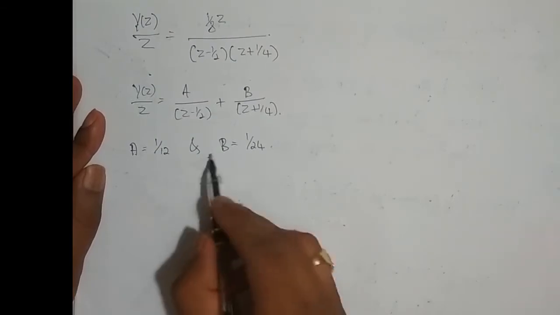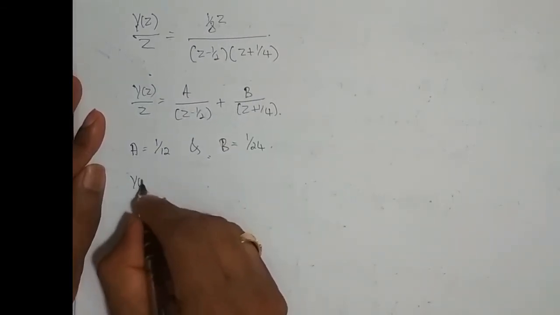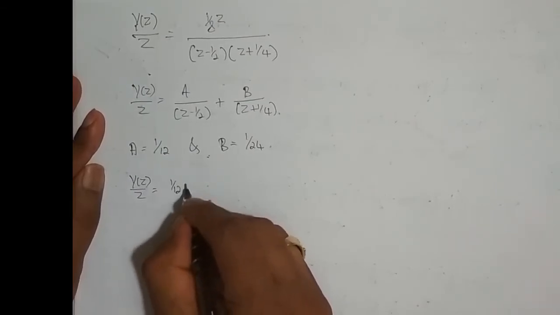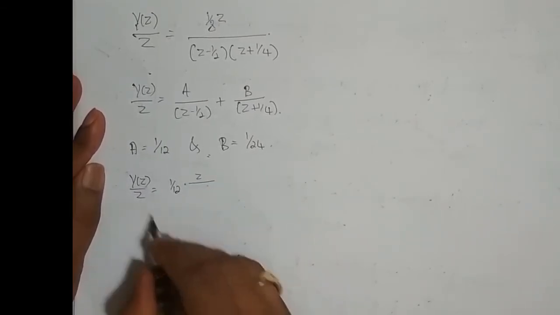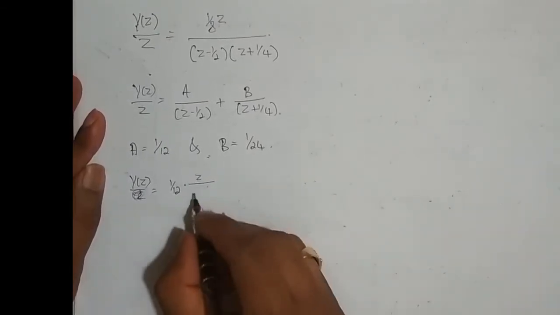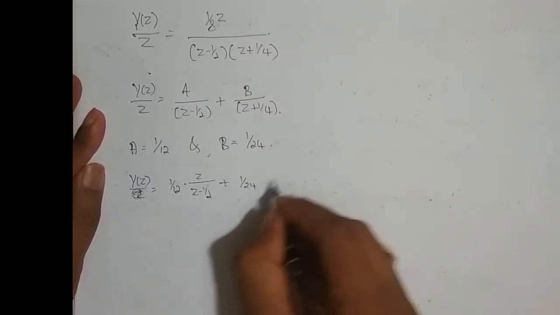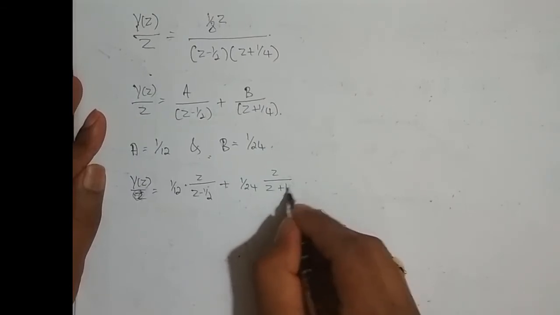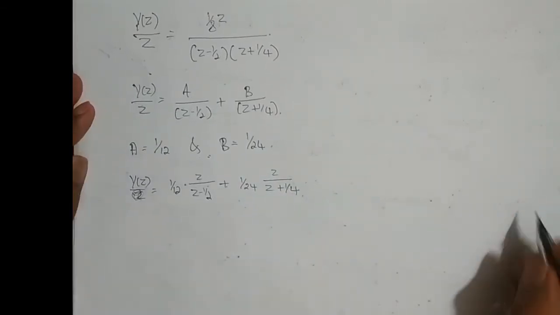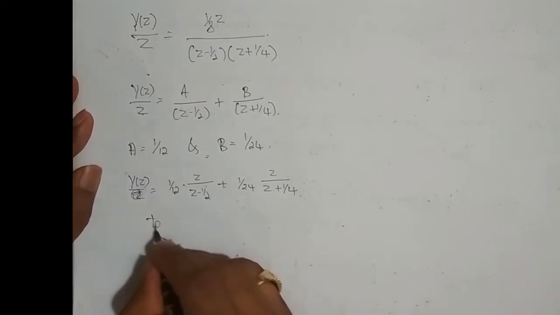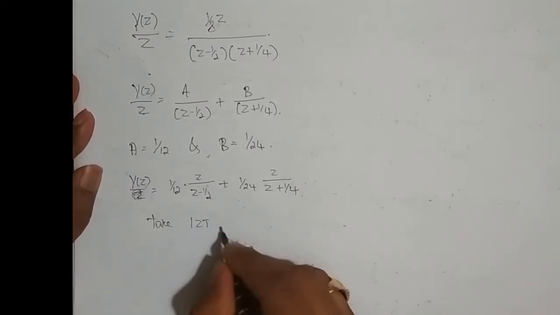So if I plug these into this equation, I get y of z by z is equal to 1 by 12 into z divided by, I will directly take this z to the other side, z minus 1 by 2 plus 1 by 24 into z divided by z plus 1 by 4. Okay, so I just took this z to the other side. Now I'll take inverse z transform on both sides.